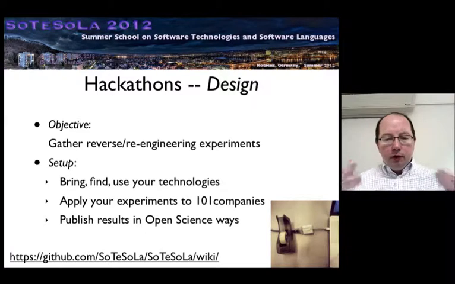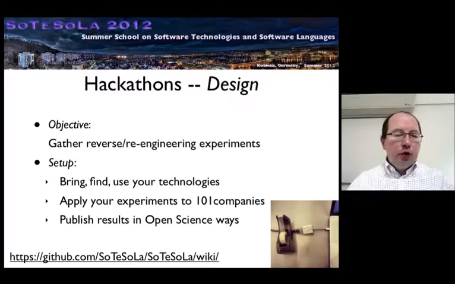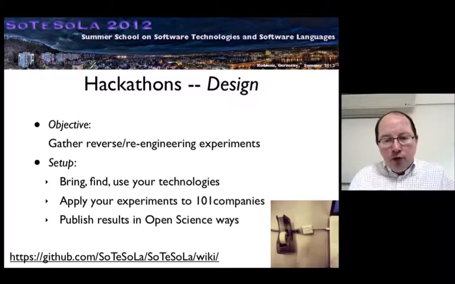We are going to apply them to the 101 companies corpus, which has many little implementations of a human resources management system in different languages using different technologies. So this should be a nice corpus to try out reverse re-engineering technologies, you know, the technologies that you develop, or the technologies that you know how to operate with, or the technologies you wanted to always try out, right?